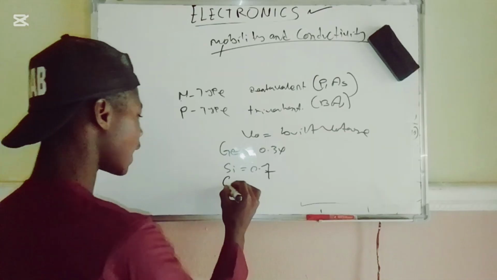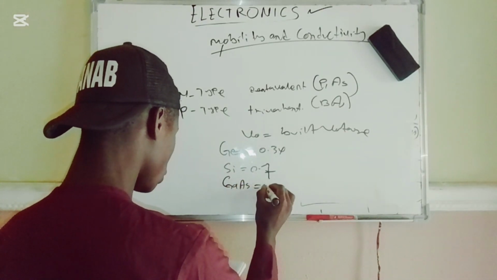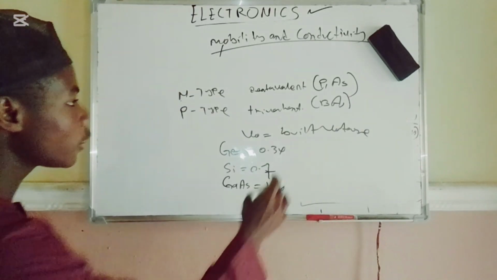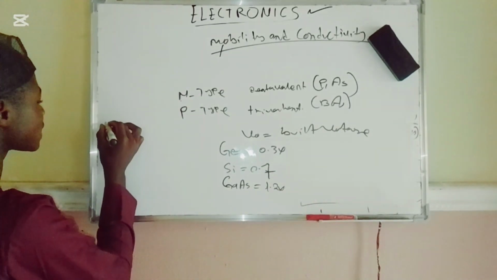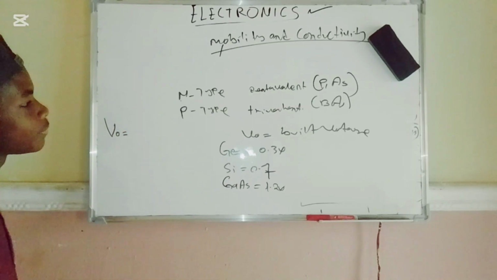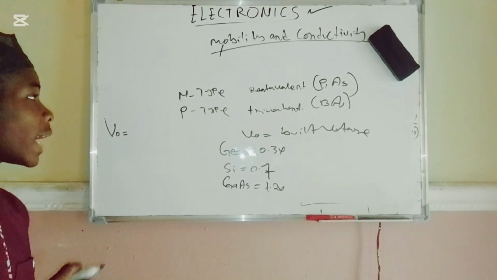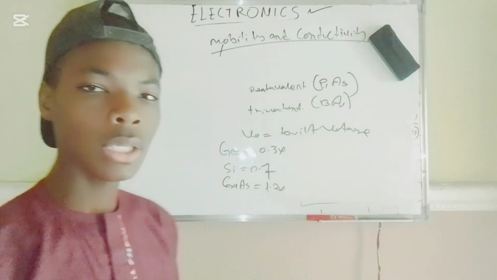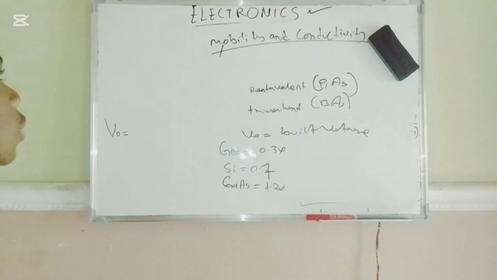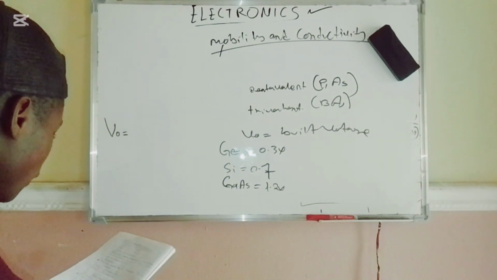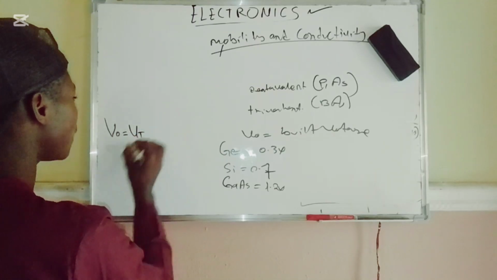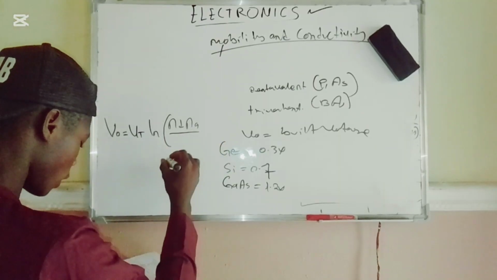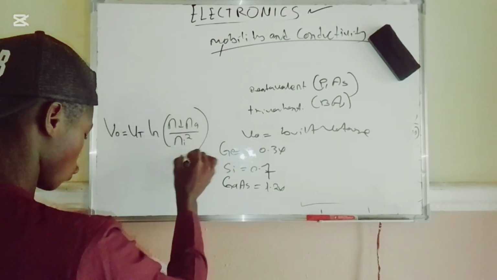And for gallium arsenide, it is 1.2 volts. So the built-in voltage formula says that V0 equals, and now we are going to write the formulas. Care must be taken, because those formulas will be used in your calculations in electronics. The formula says VT, the thermal voltage, times the natural log of ND and NA divided by NI squared.